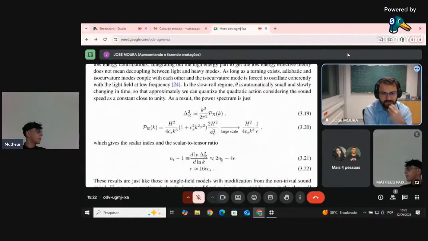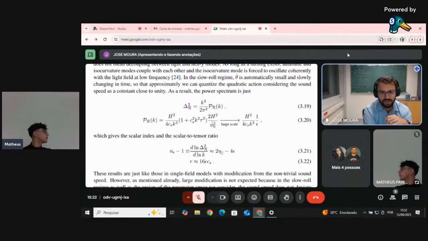And then they just relate the power spectrum here for curvature perturbation. This is what we get, and one of the important parts, something that we get from observation, is the scalar to tensor ratio. Okay, and the scalar index here. Those are two things that we know from observation.